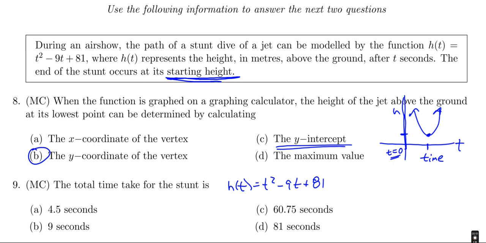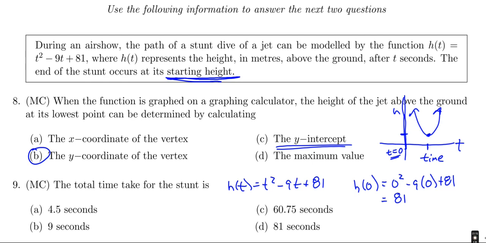Well, what was its starting height? Well, let's plug 0 in for t and see what we get. 0 squared minus 9 times 0 plus 81. When you're looking for the initial height, plugging in a 0, basically everything here disappears except for the constant. So that means the starting height of this stunt dive was 81.